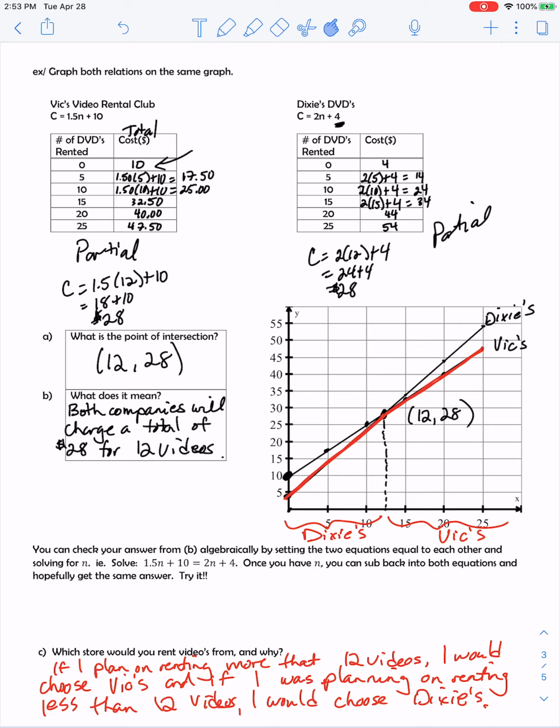One of the equations is C equals, I'll just write them down. So for Vic's, it's C equals 1.5n plus 10. And for Dixie's, it's C equals 2n plus 4. All right, so we're going to take those two equations and we're going to use what's called Desmos.